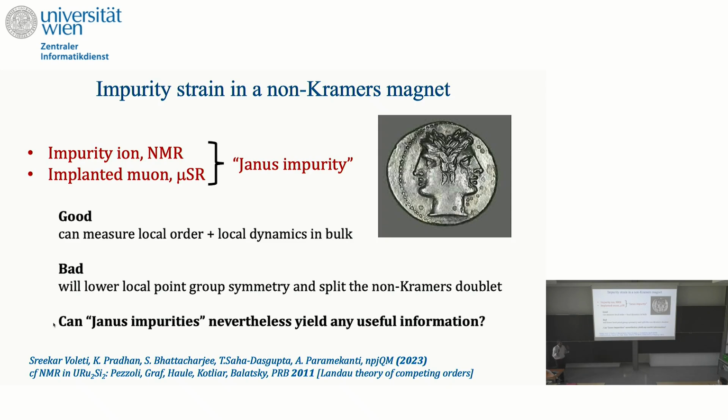Turning to the impurity systems, what we dubbed a Janus impurity, which has both good and bad aspects. The good aspect is that if you have impurity ions which have NMR active nuclei, then you can use them to probe the local susceptibility or the local spin dynamics. On the other hand, the very fact that you've put in an impurity lowers the crystal field symmetry. The point group symmetry is lower, so you end up splitting the non-Kramers doublet. And now you can ask, can you still extract some useful information, or can one try and make sense of data that one might have on these systems?